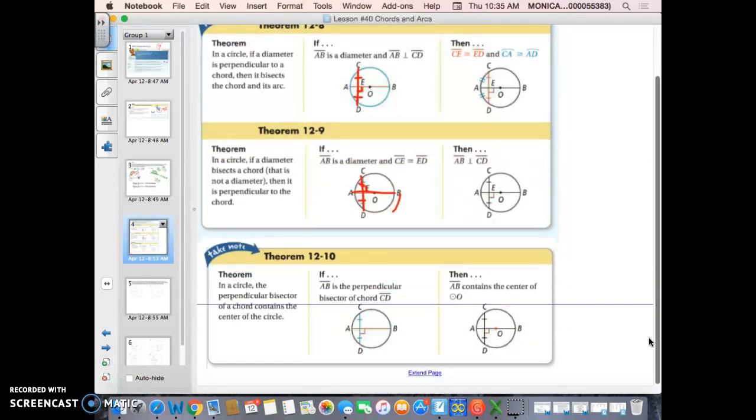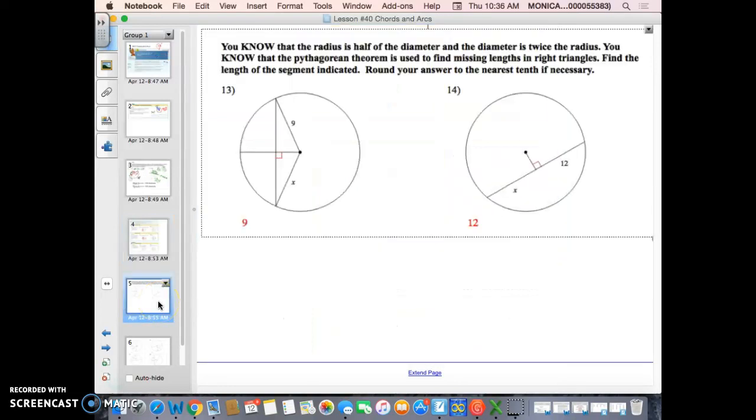And because it goes to the diameter, you can say for certain that it's going to go through the center of the circle. Okay, so these are some rules that somebody proved a long time ago. And now let's go ahead and apply them.